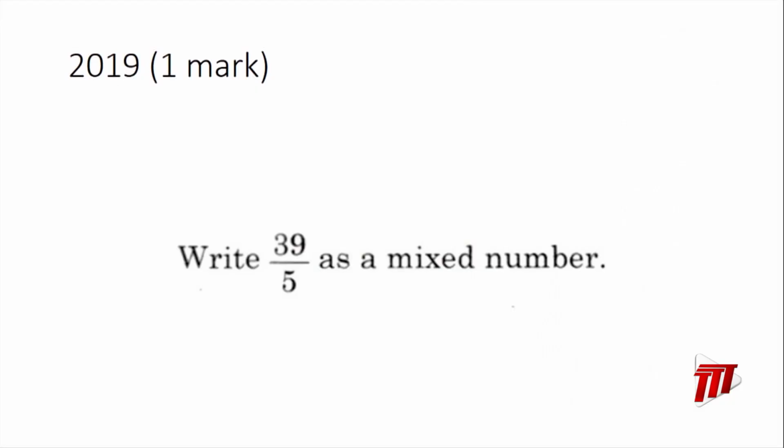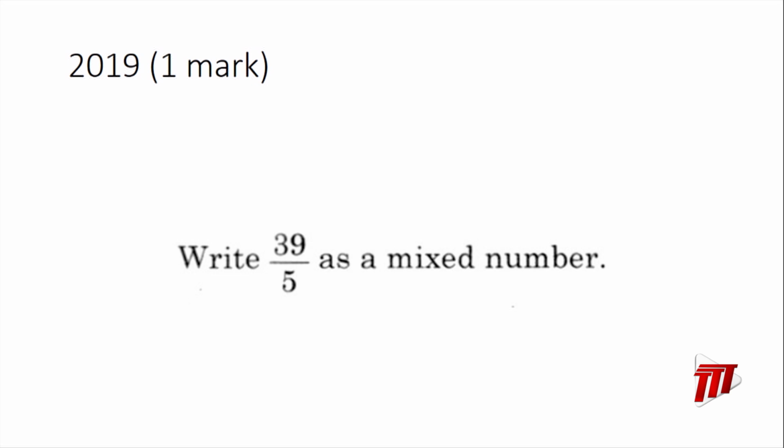The first question: write 39/5 as a mixed number. Remember the first step in Polya's model? You have to understand the question. What do we mean by 39/5? We've divided wholes into fifths, and we have 39 of them.